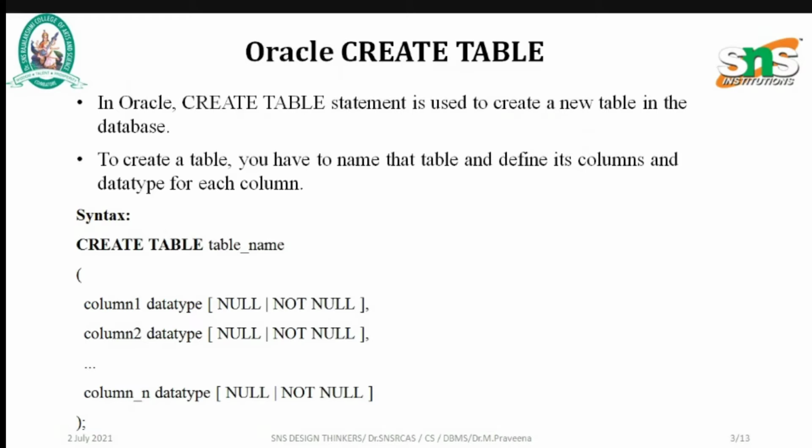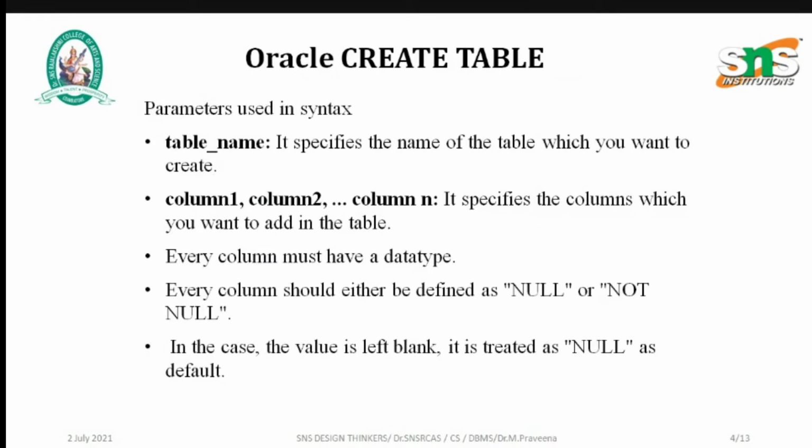The syntax for creating a table: create table, table name, and within the brackets we have to specify the attributes, that is, how many columns we are going to use for a table. It can be 2, 3, 5, etc., up to n. So there can be n number of columns available in a table, and also we have to specify the data type of each column.